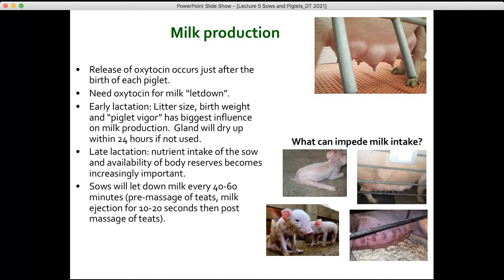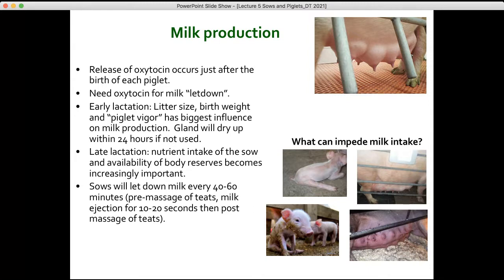Birth weight, so I guess that's related to piglet vigor. And as I said, the gland will dry up if it doesn't get used within 24 hours. In late lactation, the things that are going to influence milk production is the nutrient intake of the sow and how available her body reserves are for making milk. So that's why when sows are lactating, they can eat as much food as they want to. And hopefully you remember from ANS 101, sows will have a letdown around every 40 to 60 minutes, and milk will come out for about 10 to 20 seconds.